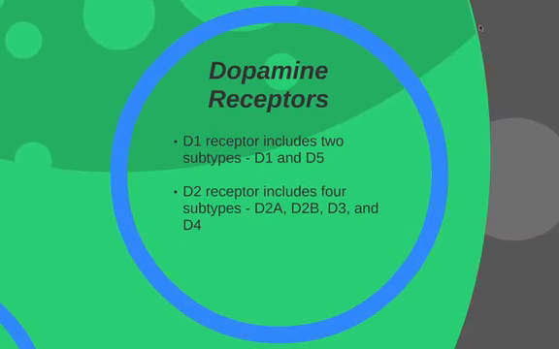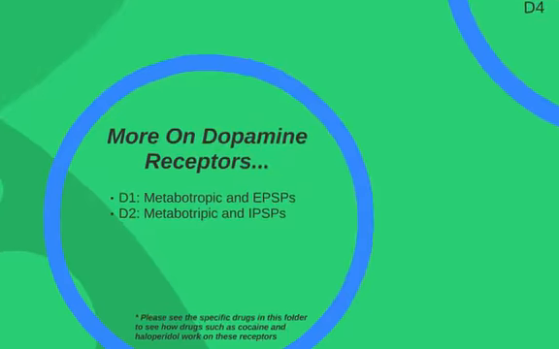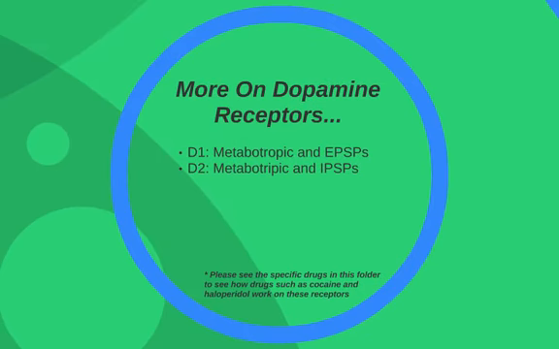There are two dopamine receptors. The first is D1, which includes two subtypes, D1 and D5. And then there's the D2 receptor, which includes four subtypes, D2A, D2B, D3, and D4. More on the dopamine receptors. So first, the D1 receptor is metabotropic and excitatory, while the D2 receptor is metabotropic and inhibitory.